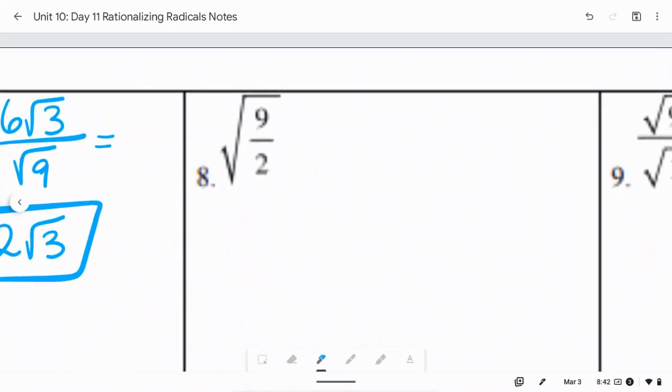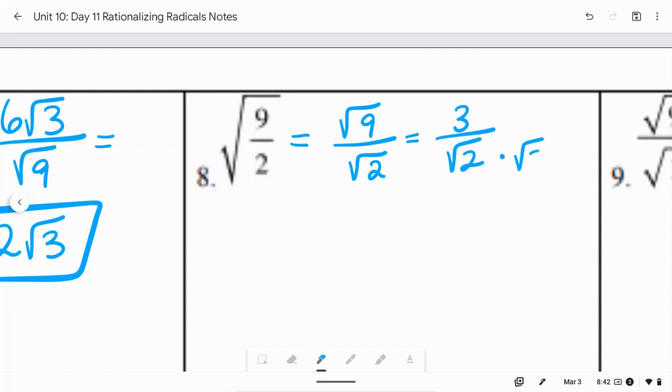In example 8, again, if you have an entire fraction underneath a square root, you can break it into 2 square roots. So I get the square root of 9 over the square root of 2. I know I can reduce the square root of 9 to just 3 over the square root of 2. And then I can't leave that square root of 2 in the denominator, so I'm going to multiply both the numerator and the denominator by the square root I want to get rid of.